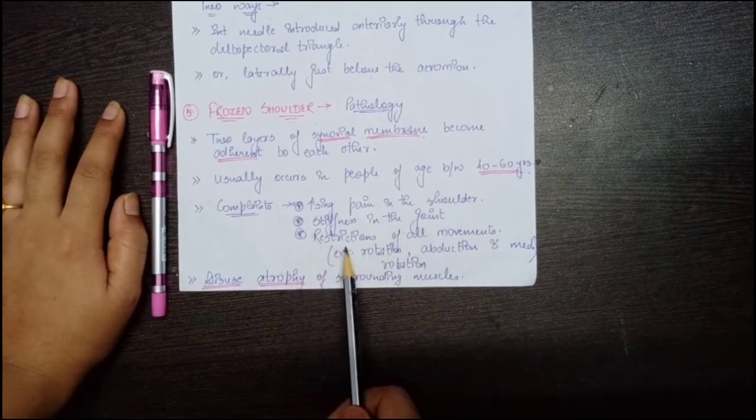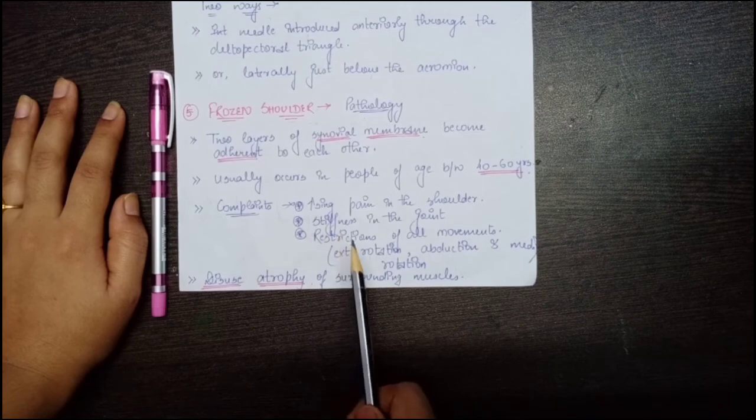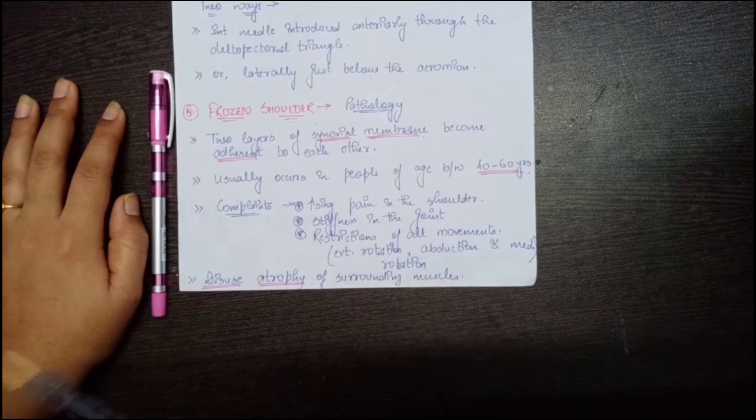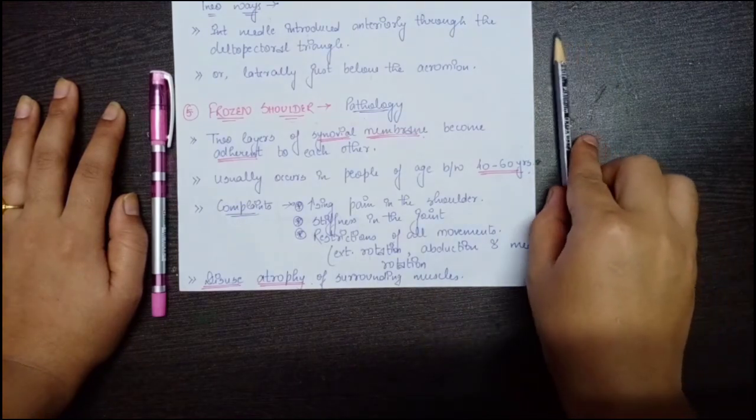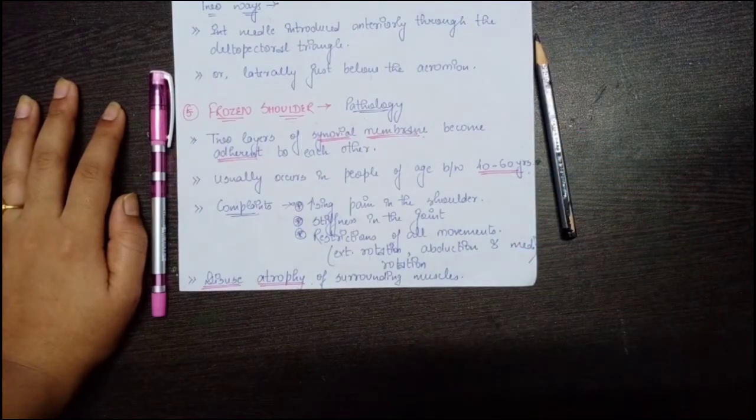Disuse atrophy means when you don't have movements. See, I told you the complaints are there'll be stiffness of the joint and there'll be restrictions of all the movements. So when movements are not occurring, muscles would be disused, right? Muscles would go for wasting. So there'll be disuse atrophy of surrounding muscles. So this is all about your frozen shoulder, which is a pathology of your shoulder joint.